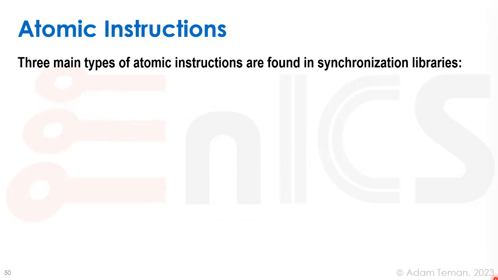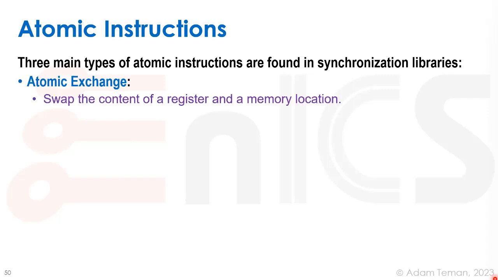Well, there are three main types of atomic instructions that you can usually find inside synchronization libraries. And this is a generalization of categories. They have different little intricacies between them, but there are three main categories of these things. The first one, which was very popular before we had multiprocessors, was called atomic exchange. And that means we want to swap the content of a register and a memory location.